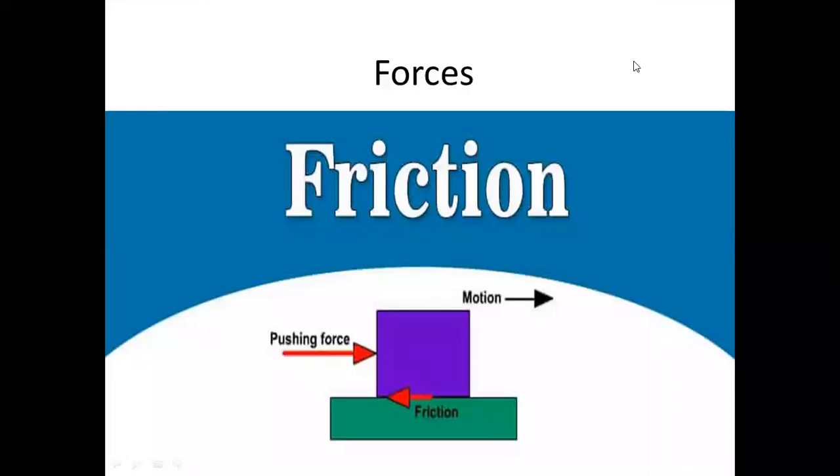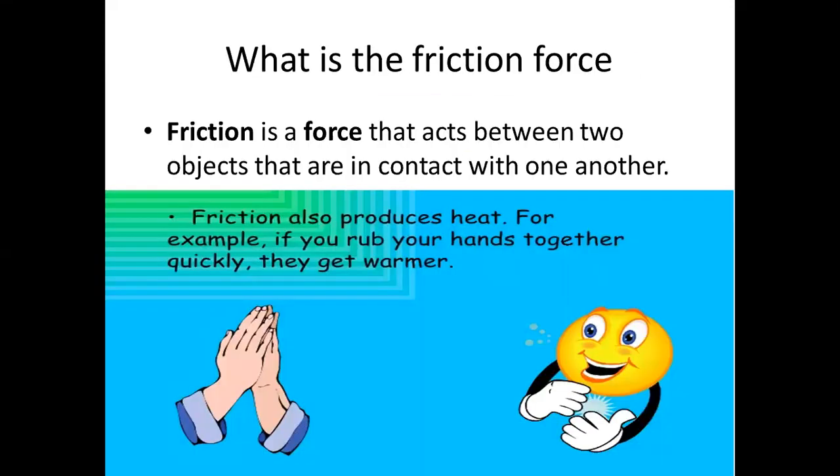The friction force is a force that acts between two objects that are in contact with one another. For example, if we are rubbing our hands, they will get warm. So the friction produces heat. The friction force produces heat.